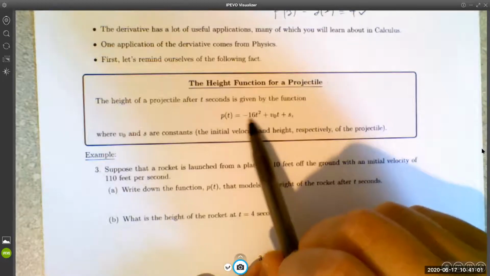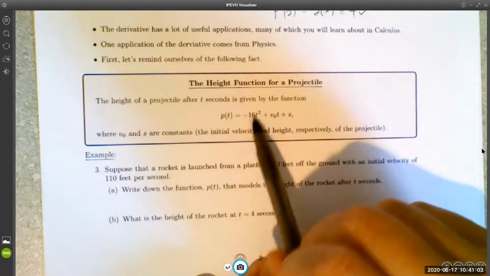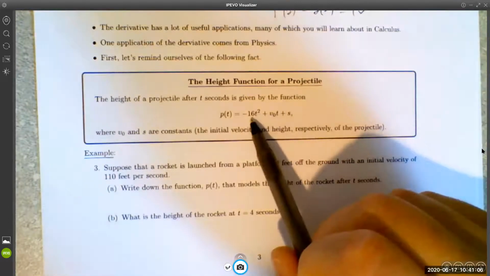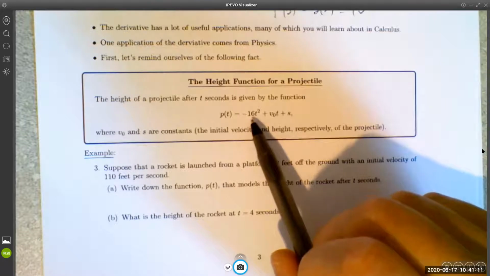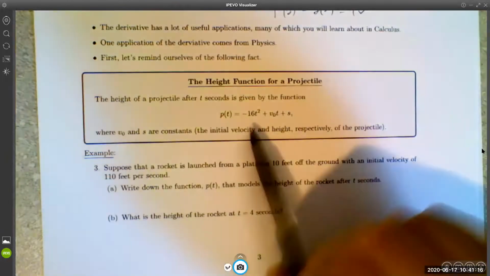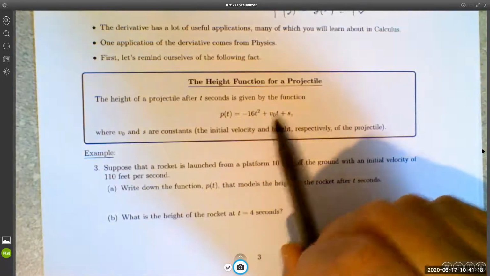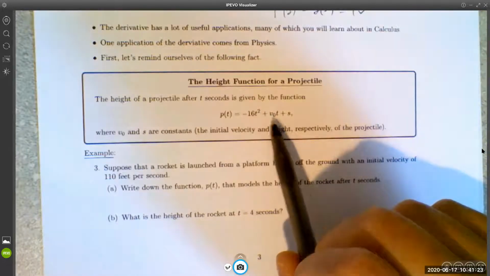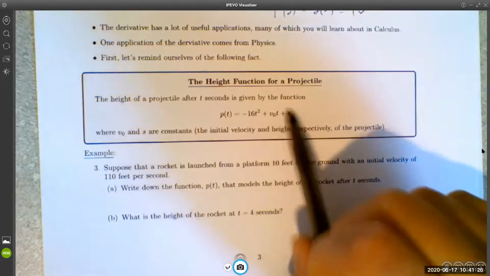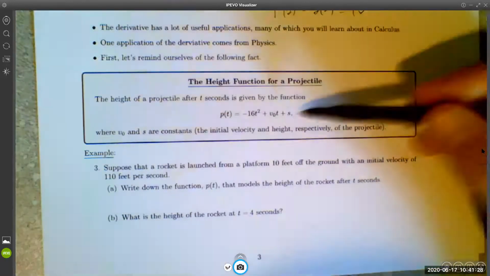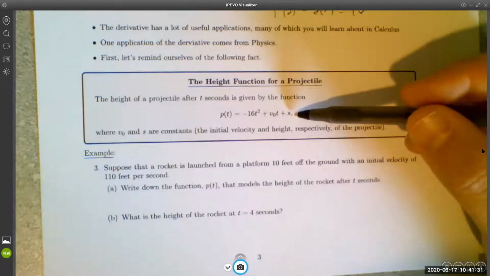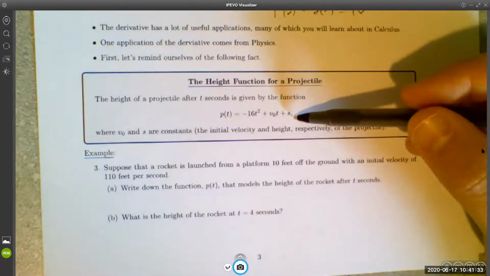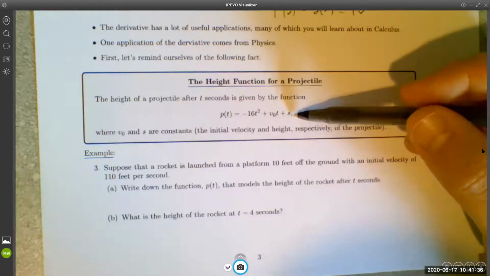That negative 16 is just the gravitational constant, so it accounts for the gravitational pull. So this is assuming, of course, that you're launching this projectile on Earth. If you were launching the projectile on the moon, then you'd have a different constant here. All right, but it's negative 16t squared plus v naught t. V naught is the initial velocity with which the projectile is launched, and then plus s. S is the initial height from which the projectile is launched. So if you're launching from the ground, s is 0. But if you're launching from like a platform 20 feet above ground or something, then s would be 20, right?